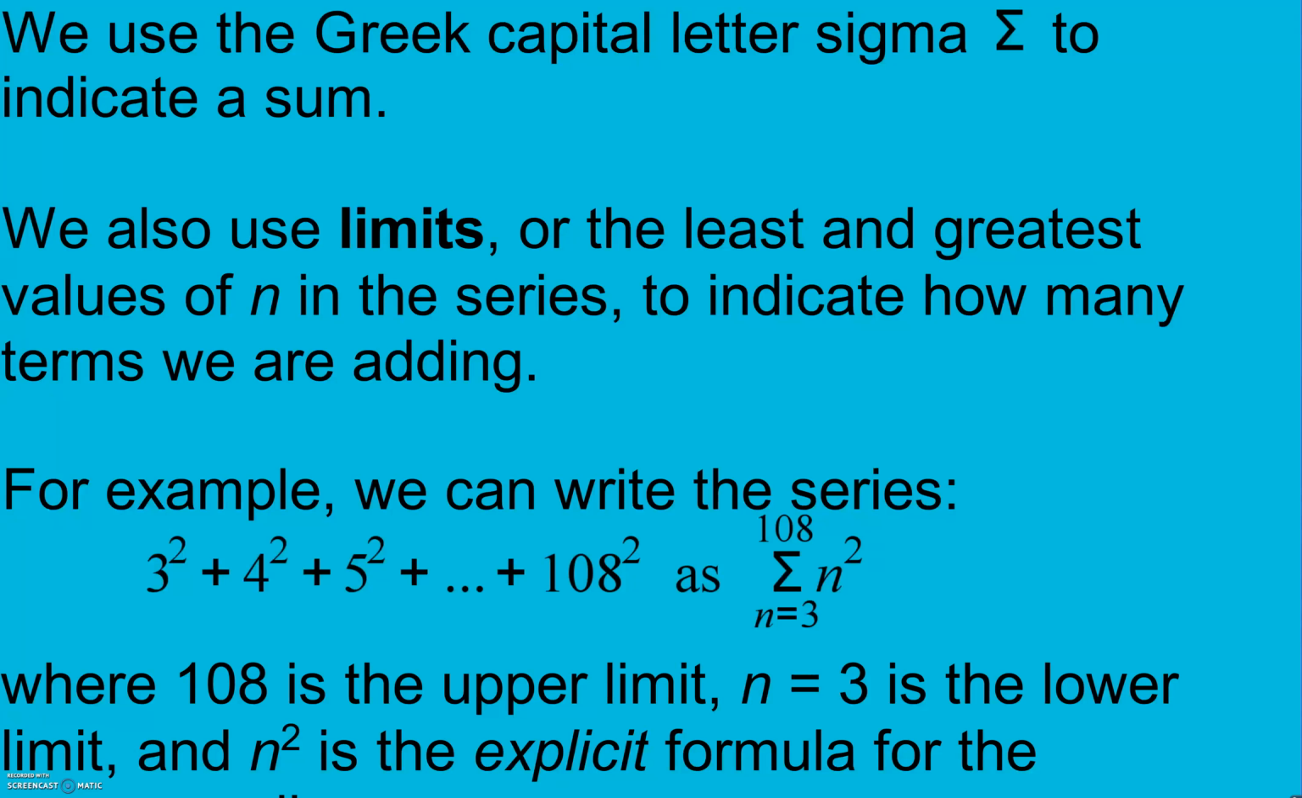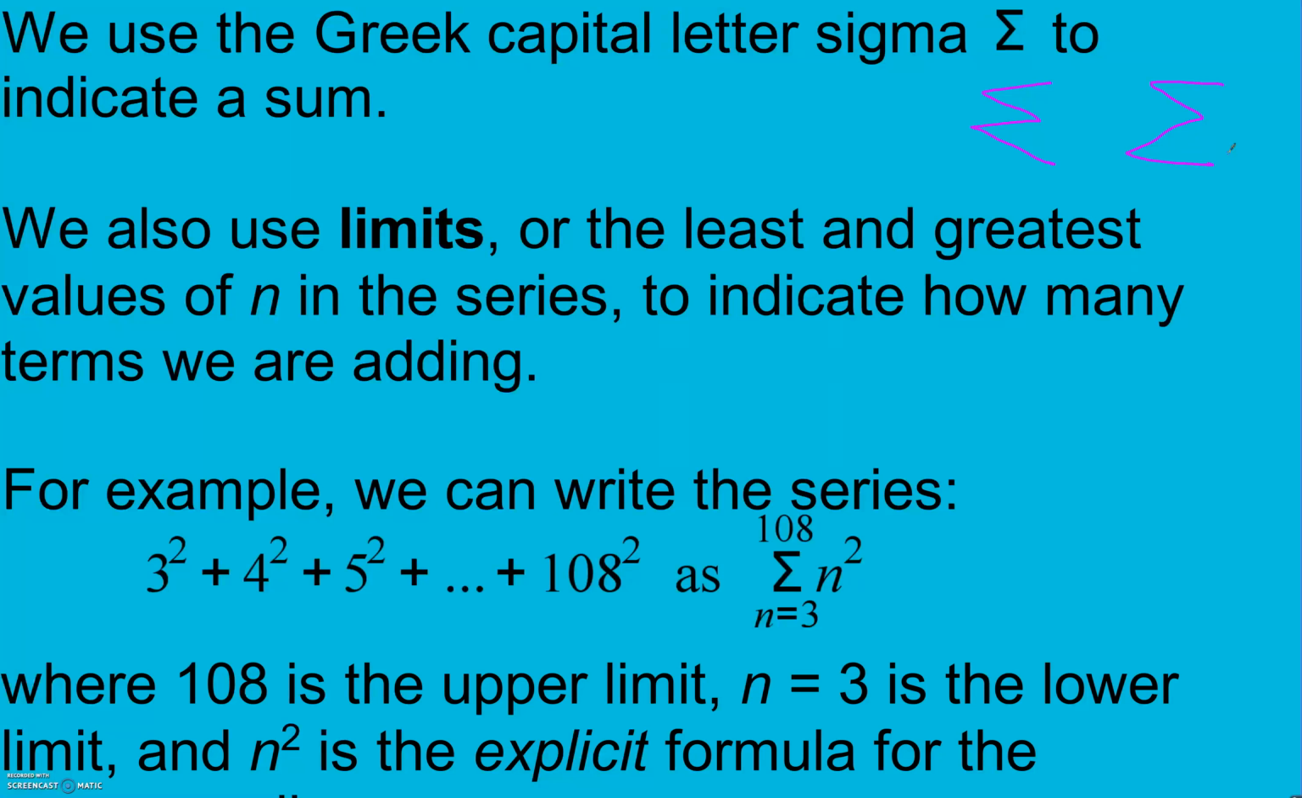9.4 continued here. We use the Greek capital letter sigma to indicate a sum. Okay, that was bad. Let's try that again. There we go, a little bit better. We also use limits, or the least and greatest values of n in the series, to indicate how many terms we are adding. So limits tell us the lower limit and the upper limit, the smallest number and the biggest number.